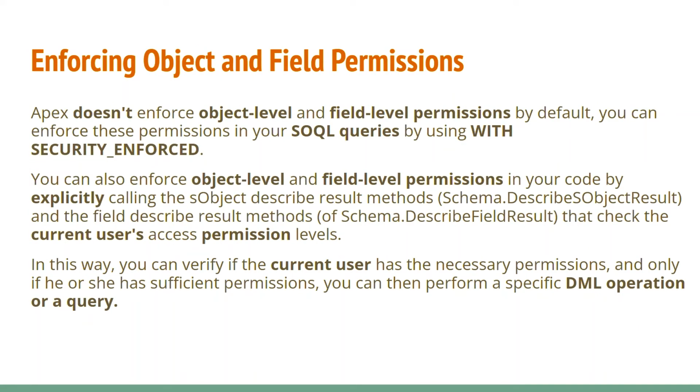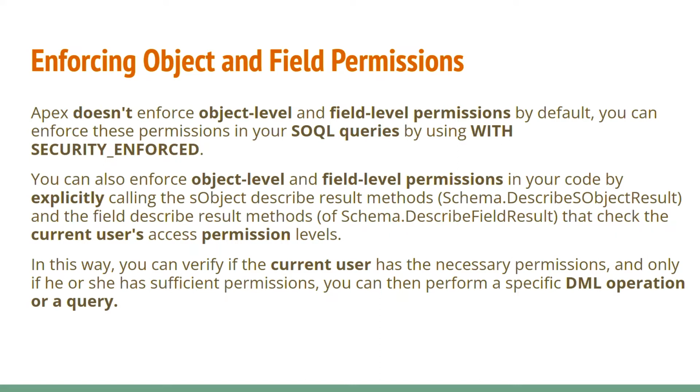Moving forward, we have enforcing object and field level permissions. Basically it means that we will check the object level and field level permission for that particular user. Apex doesn't enforce field level or object level security by default. You can enforce these permissions in SOQL, which is Salesforce Object Query Language, by using the WITH SECURITY_ENFORCED keyword in SOQL. You can also enforce object level and field level permission in your code by explicitly calling the sObject describe result methods, that is Schema.DescribeSObjectResult, and the field describe results, that is Schema.DescribeFieldResult, that check the current user's access permission level.